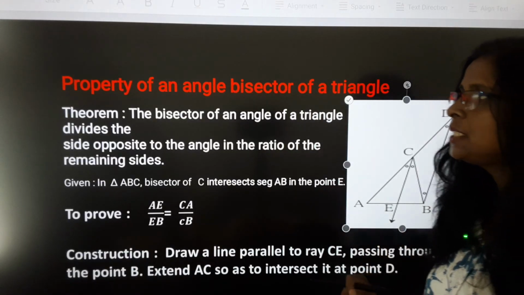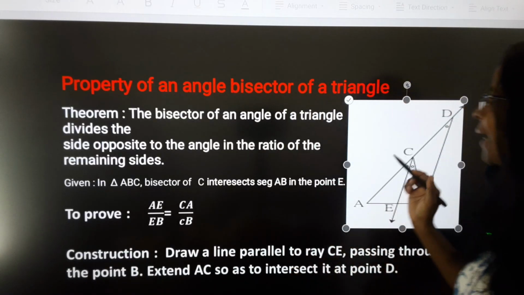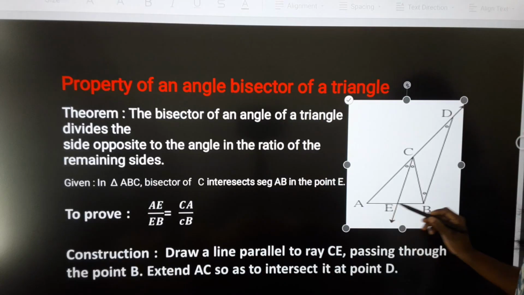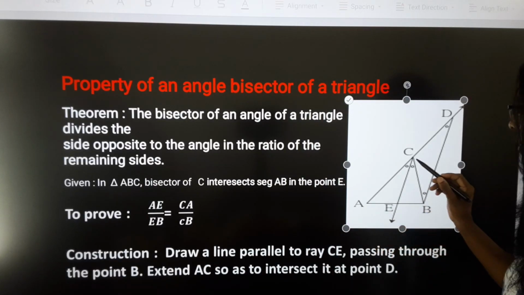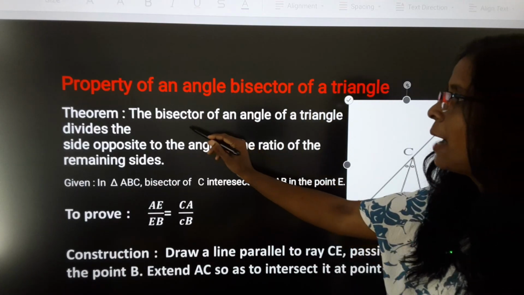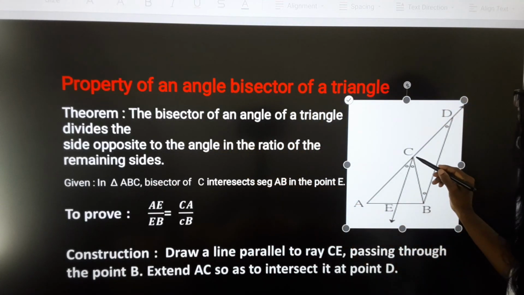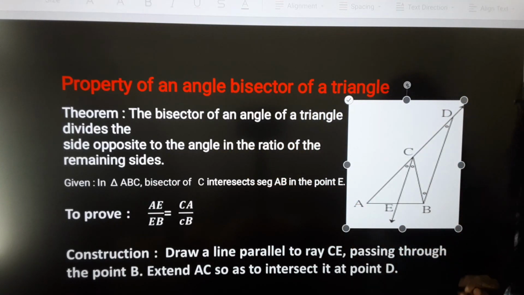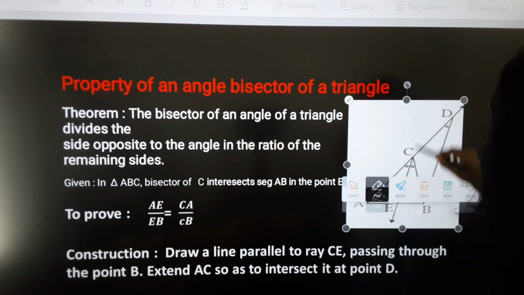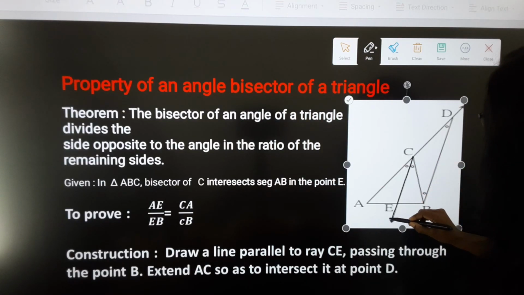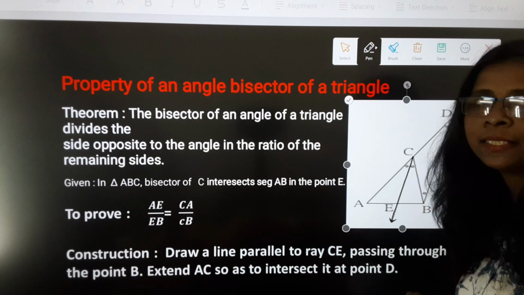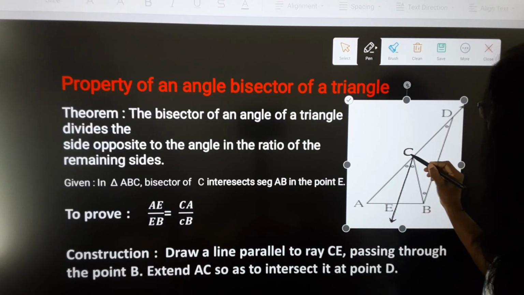Okay, so that means here there is a triangle. So we draw the triangle ABC, and here there is a bisector of an angle. We choose the angle C here, and that's why we draw the angle bisector. So this is the angle bisector. CE is the angle bisector of the angle C here, students.